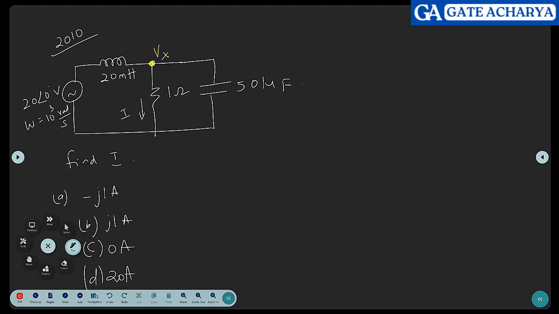See, if you know this voltage, you can find this current. If you know Vx, Vx divided by 1 ohm is I. Find Vx.